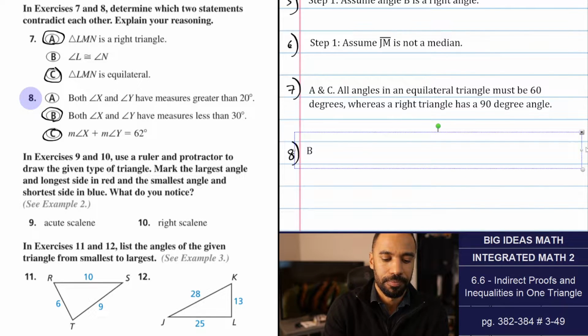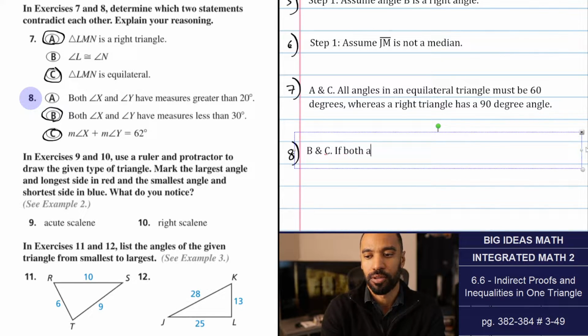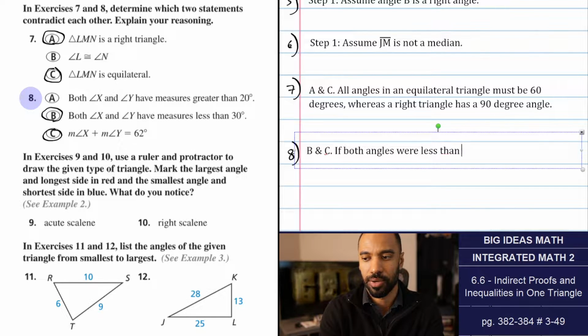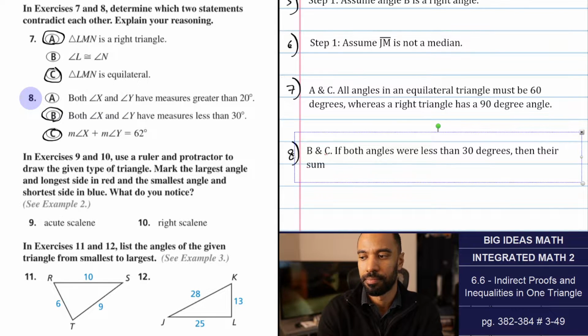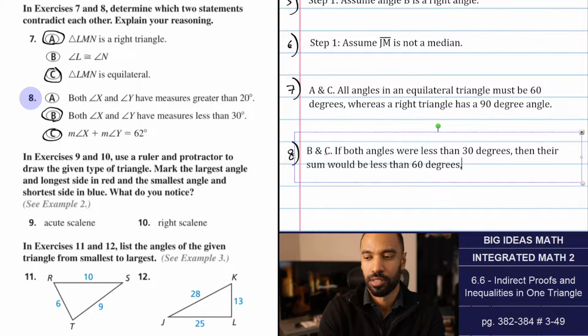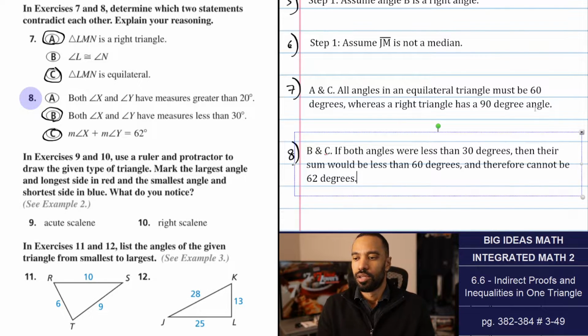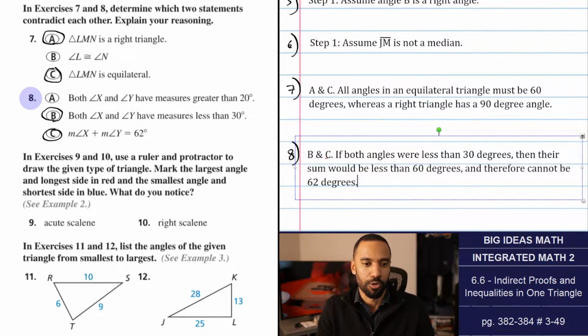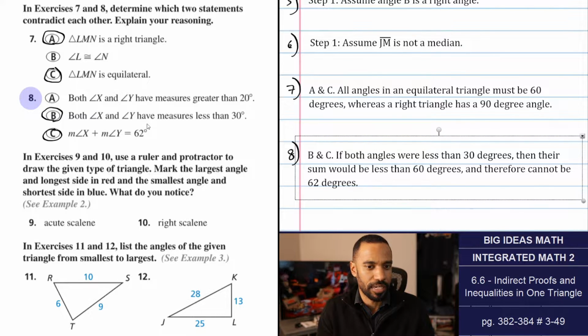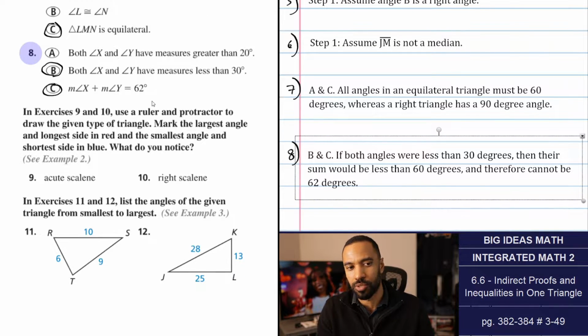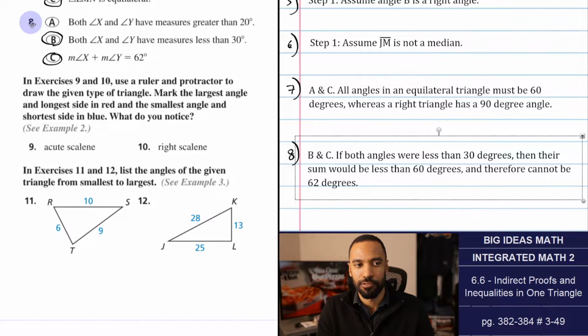So B and C, if both angles were less than 30 degrees, then their sum would be less than 60 degrees, and therefore cannot be 62 degrees. Okay. Now, they don't have to both be more than 20 degrees, but that doesn't contradict this statement that they can add and still equal 62 degrees. So that's the point. It's could versus must, and these are just could scenarios that we need.